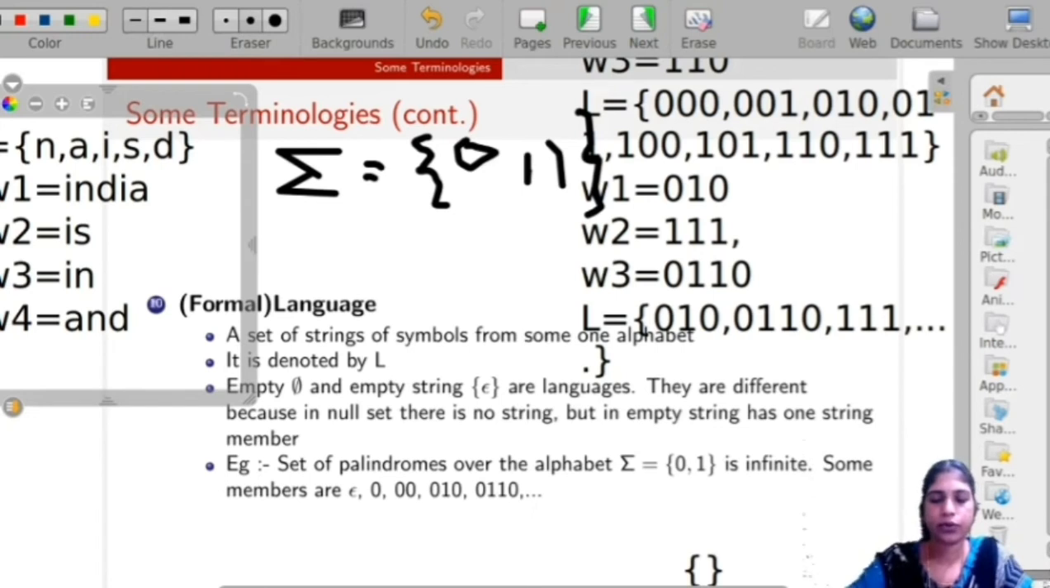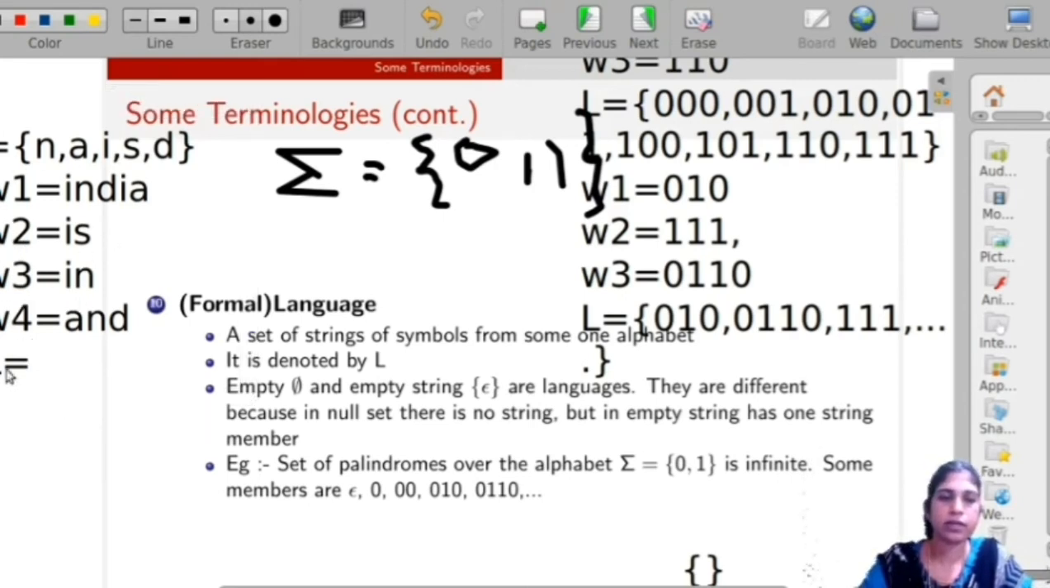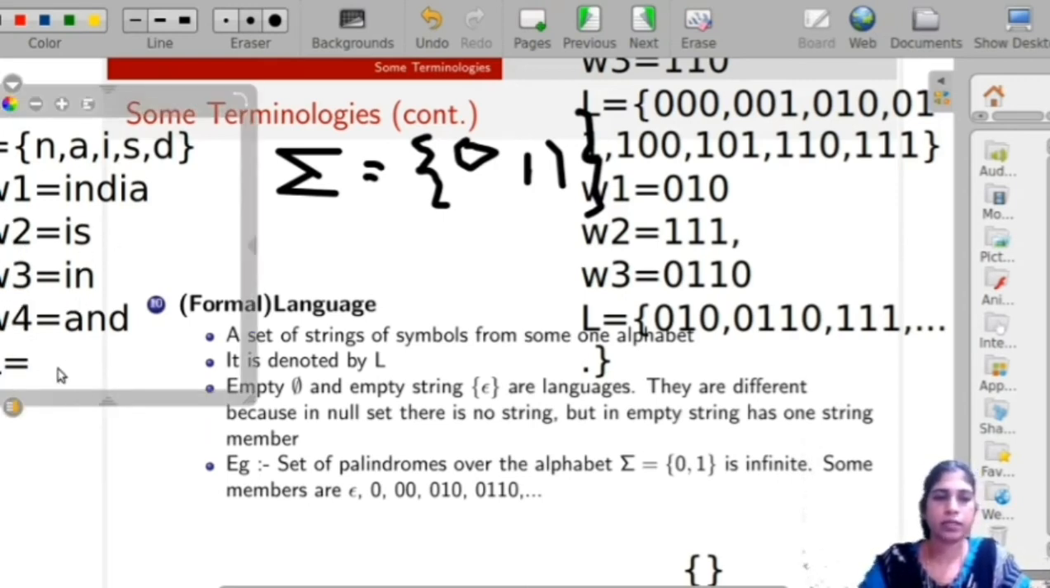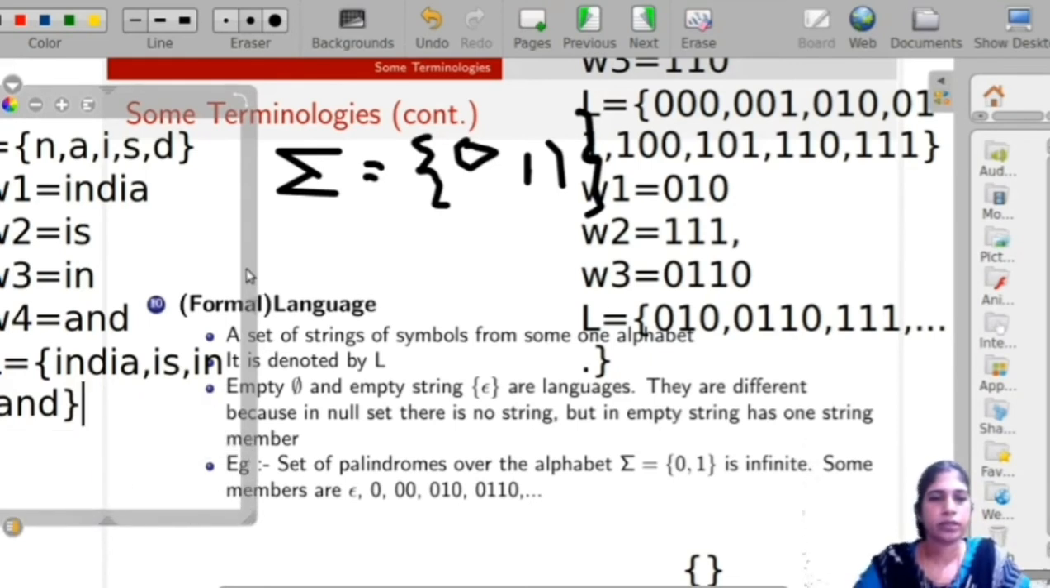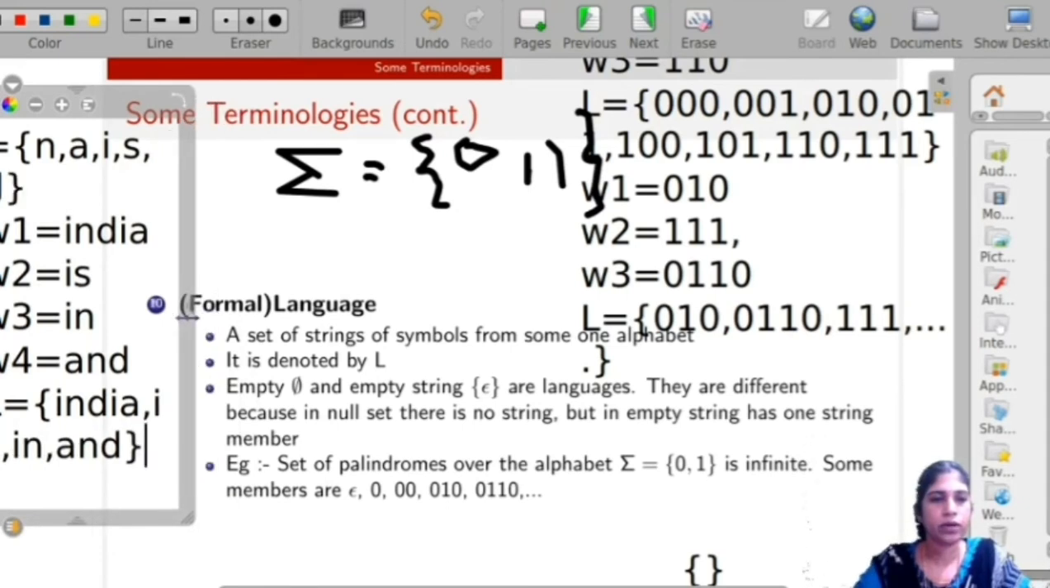Language means the set of all words. When you write these strings as a set of all words or strings, then it is a language. That means L is equal to {India, is, in, and}. Okay, so these are the languages. The set of all strings is called the language. Okay, clear?